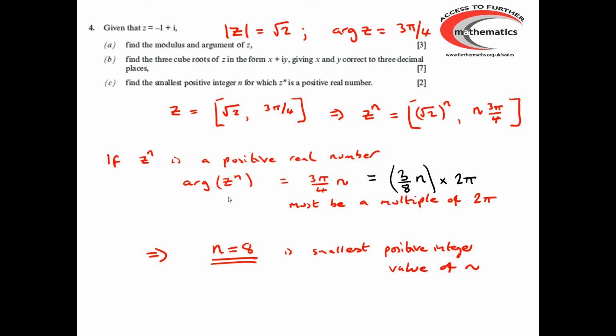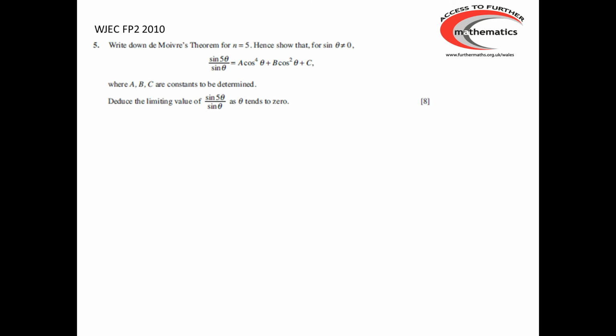So let's move on to a second example now, which comes from the 2010 paper. We have to start off by writing de Moivre's theorem for n equals 5, and hence show that sine 5 theta divided by sine theta can be written as a times cos to the 4 theta plus b times cos squared theta plus c. So let's start with that.